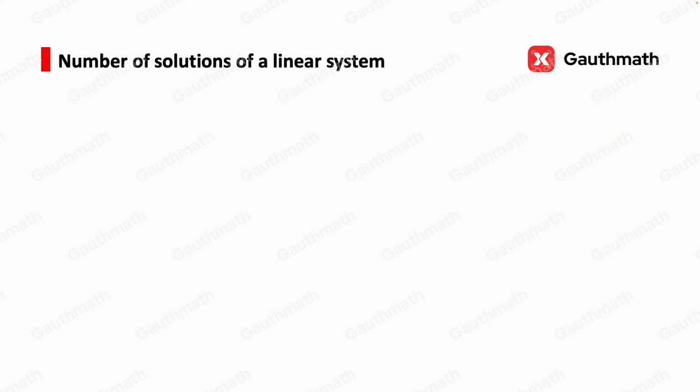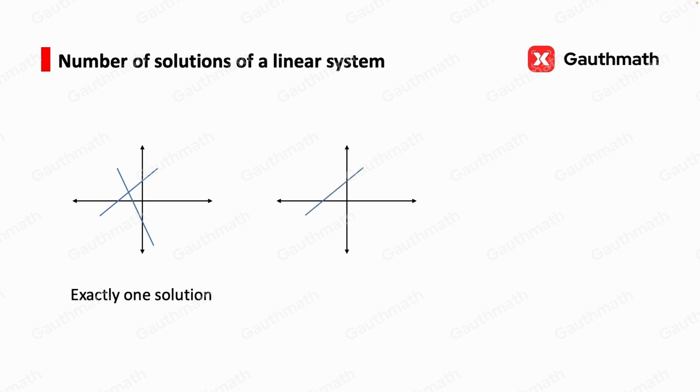Now let's look at 3 different scenarios with different numbers of solutions of a linear system. The first one, like the example we just saw: 2 lines with different slopes, and there is exactly 1 solution. The second scenario, if 2 lines are parallel, meaning their slopes are the same but the y-intercepts are different, then no solution. Parallel lines, no solution.